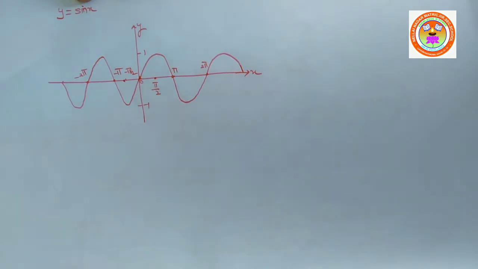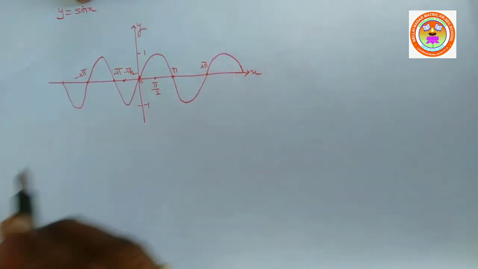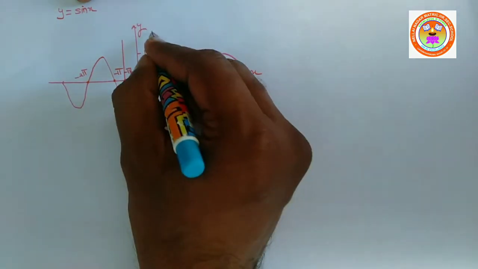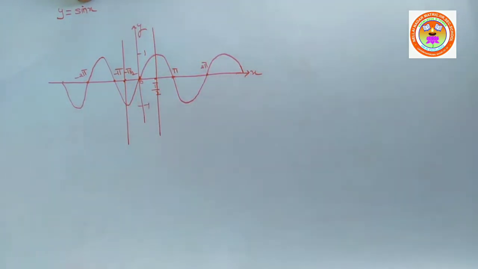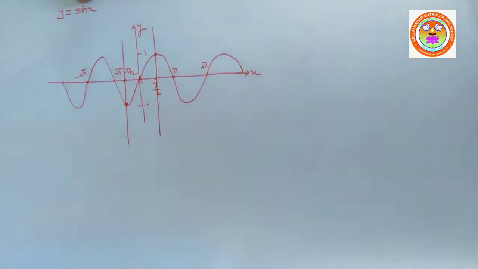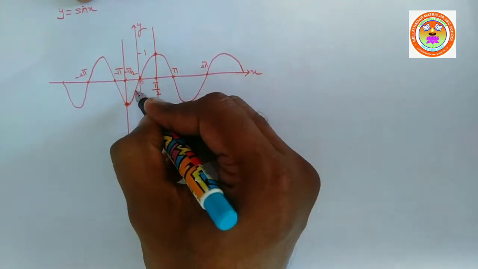So I am going to take the diagram. In this I am going to cut the diagram from minus pi by 2 up to plus pi by 2. I am going to take this part alone, from here to here. That's all. It starts here and ends here.